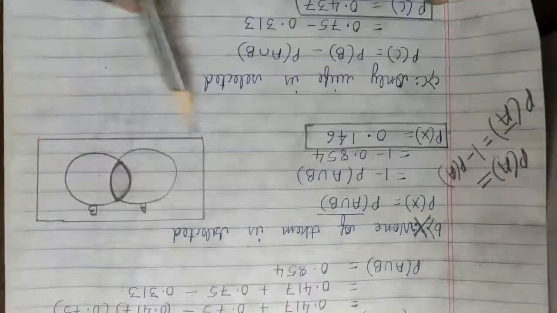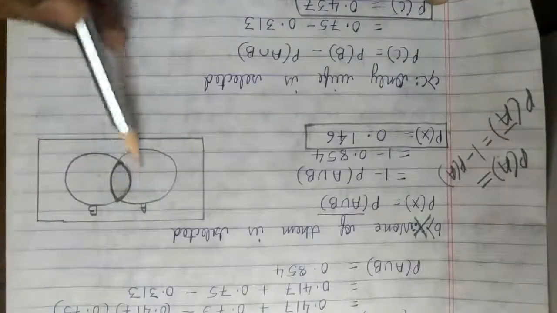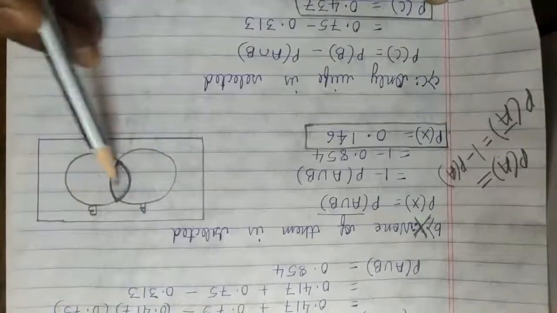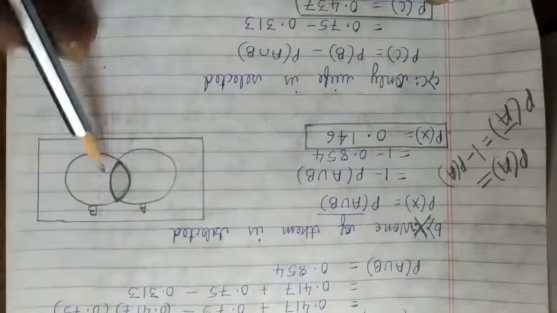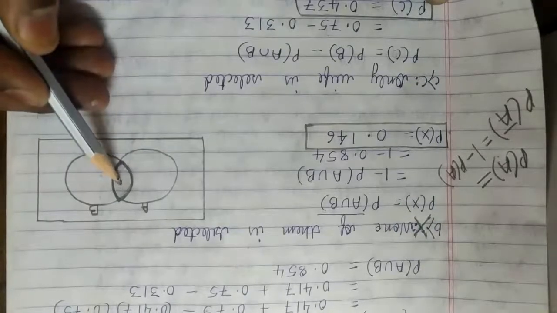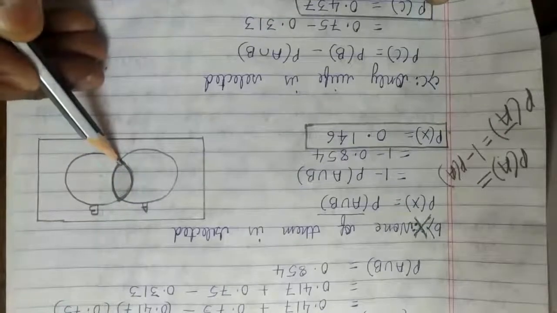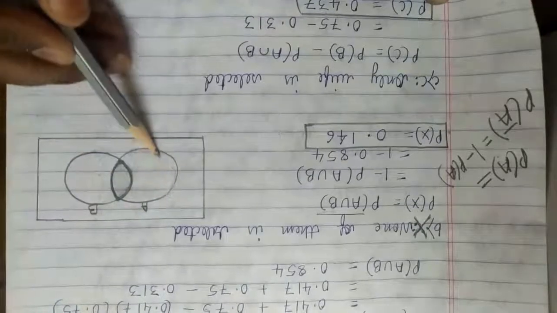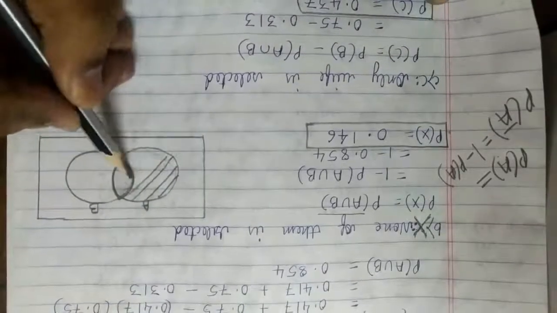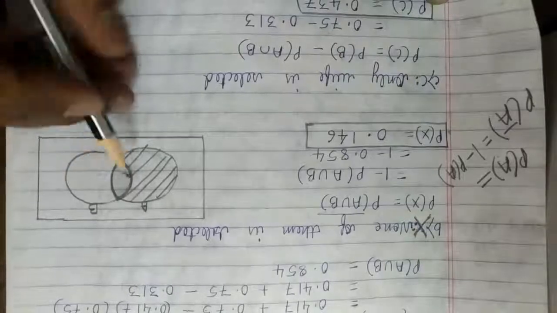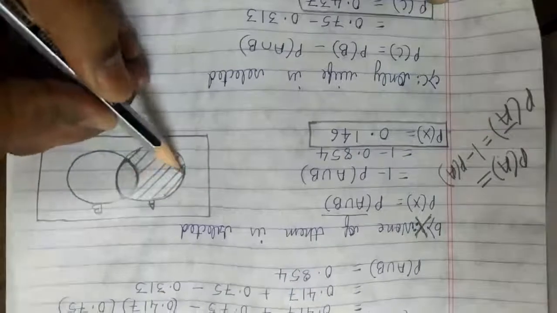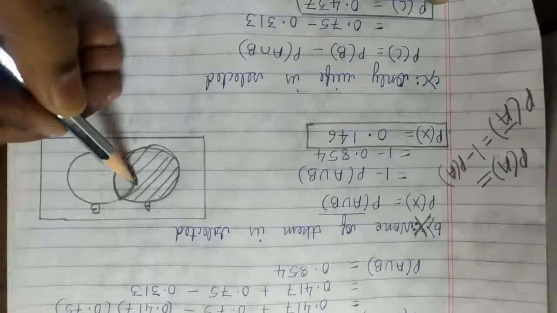Here I have explained it with a diagram. Suppose this is the universe, that is the rectangle, and we have two circles, A and B, representing two sets, and they are intersecting. This shaded region is nothing but probability of A intersection B. So probability of A intersection B is represented by the shaded region. This region, I'm shading it up. See here.